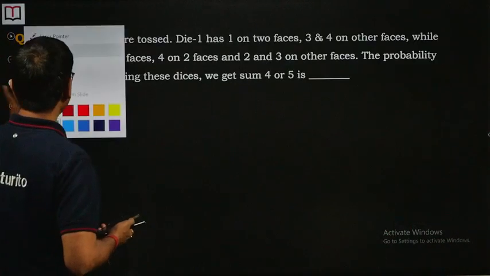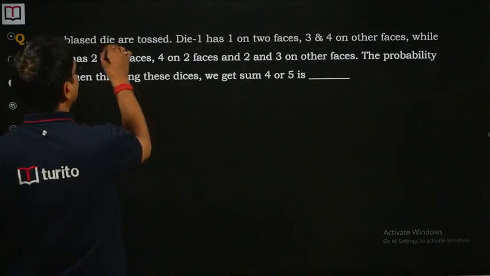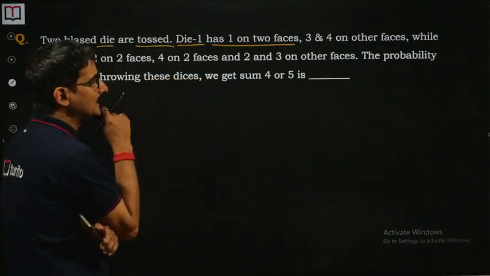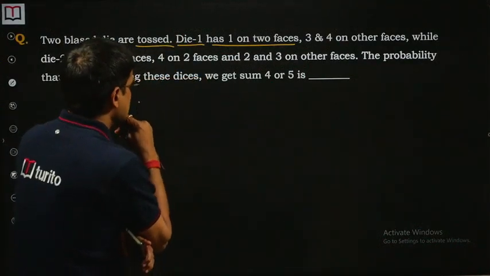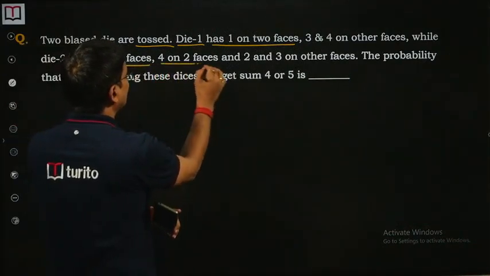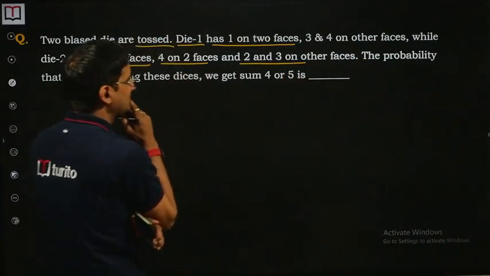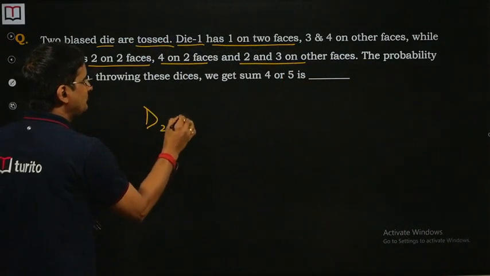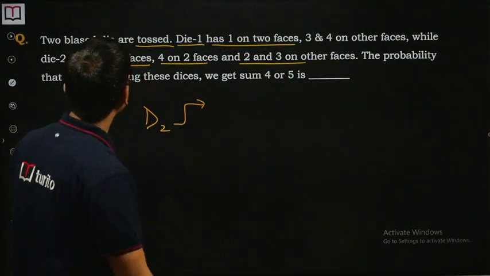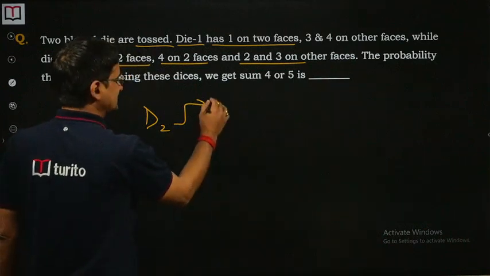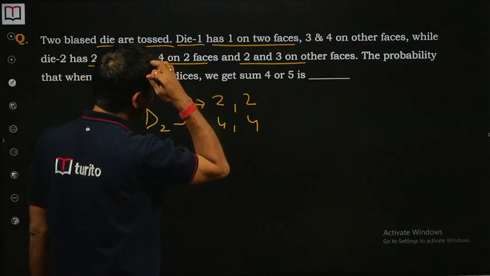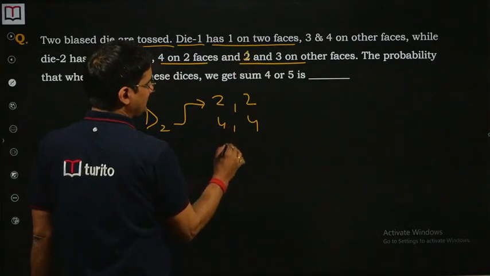So now moving to the next one, two biased dice are tossed. Die 1 has 1 on 2 faces, 3 and 4 on other faces. While die 2 has 2 on 2 faces, 4 on 2 faces, 2 and 3 on other faces. Okay, so for die 2, the combination is 2 and 3 on other faces. Oh, let's see, 2 on 2 faces, 4 on 2 faces. It can't be 2 on 3. So if I take it as 1 and 3, let's see.